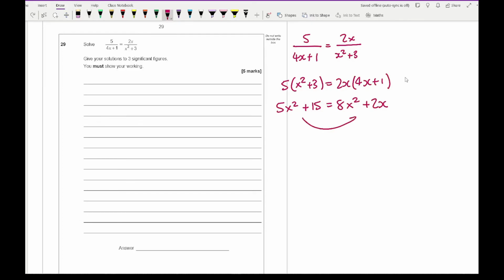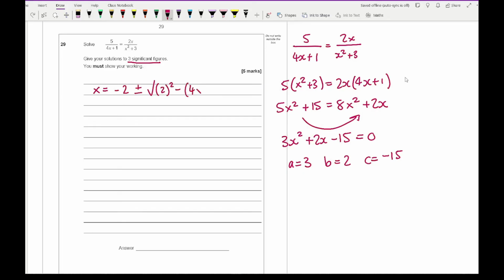Then if I take all of this to the side, the left hand side to the right hand side, just so that I'm keeping x squared positive, I get 3x squared plus 2x minus 15 equals 0. Now, because it's asking me to give my answer to 3 sig fig, I'm going to assume that this is not going to factorise. So I need to use the quadratic formula. So a equals 3, b equals 2, and c equals minus 15. So then looking at this, I get x equals minus b, which is minus 2, plus minus the square root of 2 squared minus 4 times a times c, all divided by 2 times a.